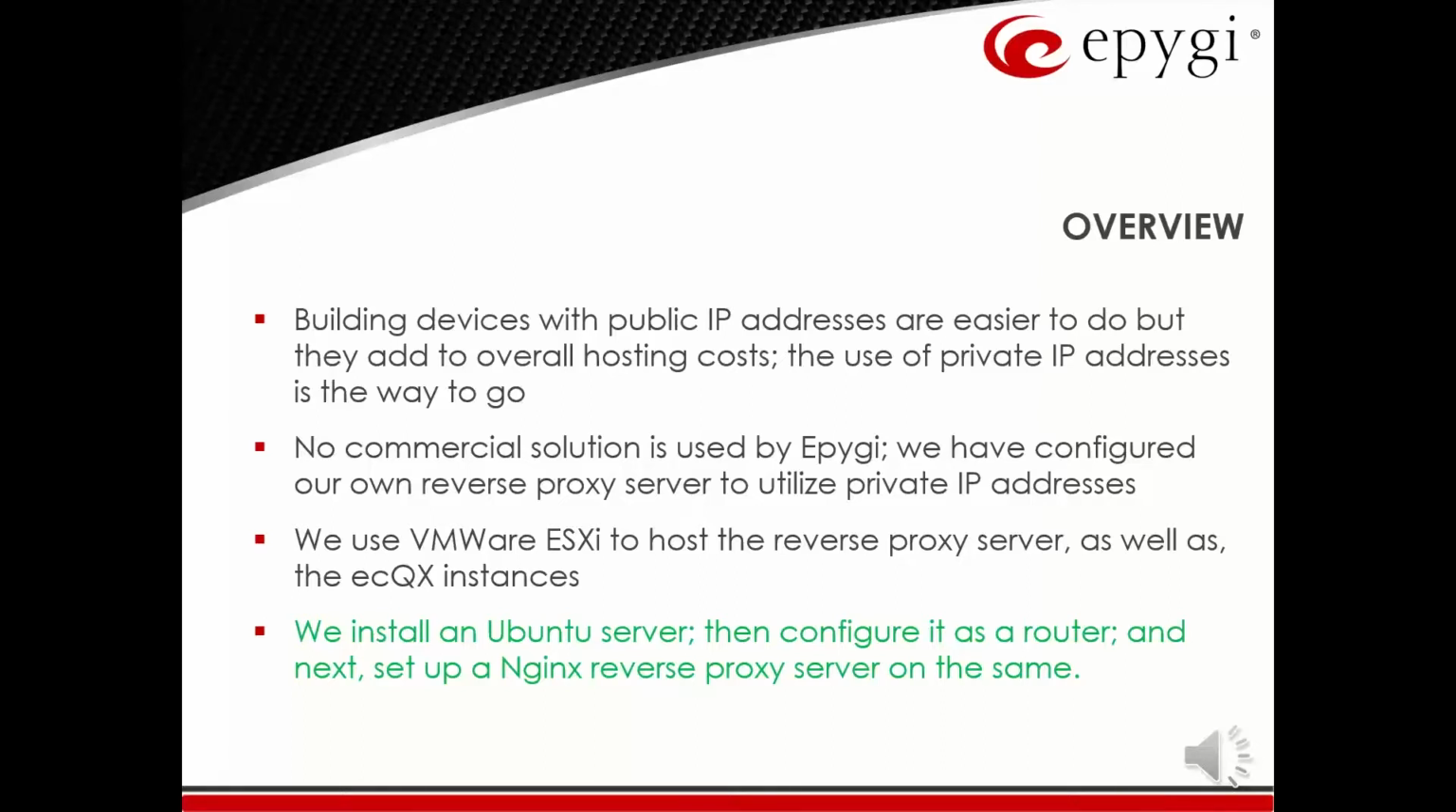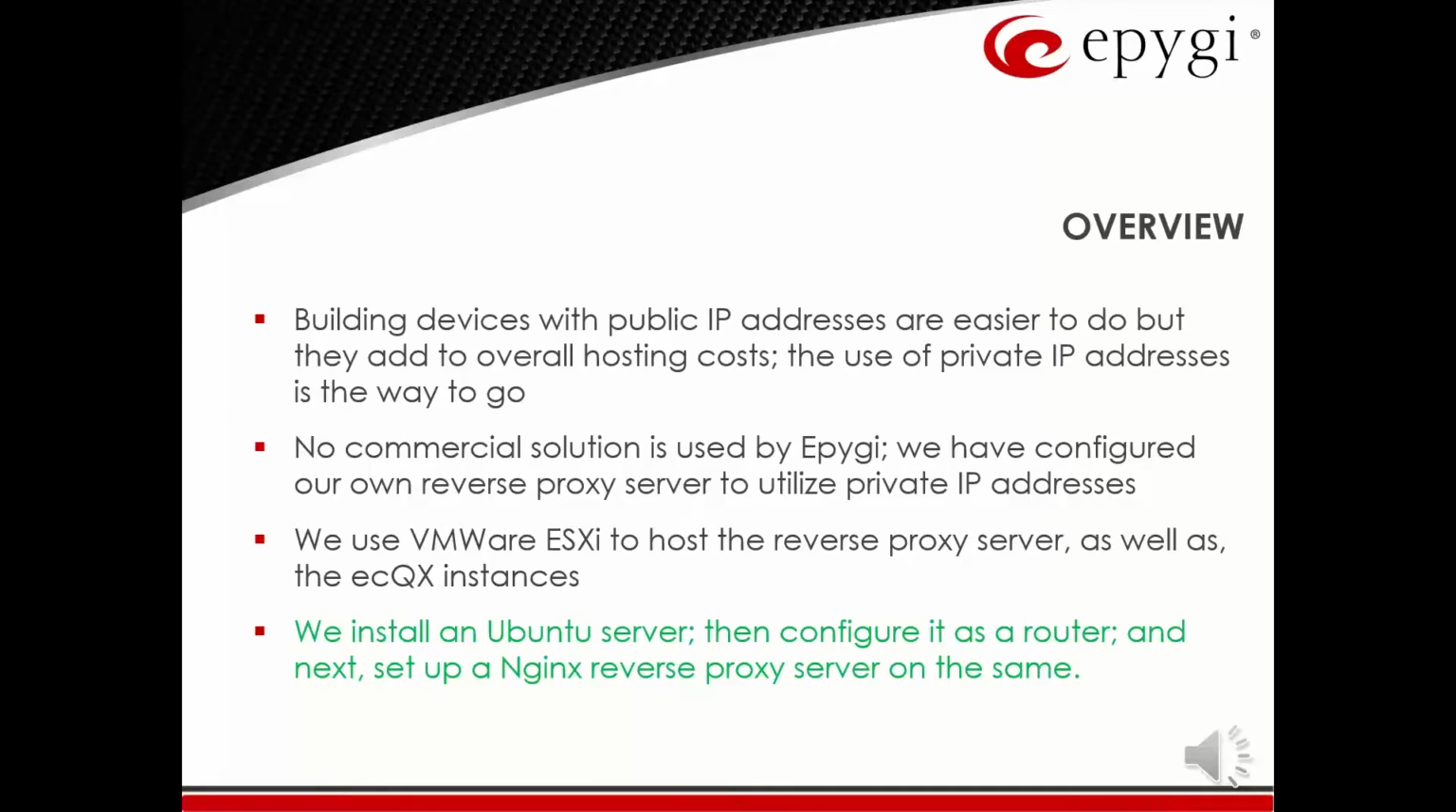As you know, building devices with public IP addresses are easier to accomplish, but they add to overall hosting costs. The use of private IP addresses is the way to go. We recommend using VMware ESXi to host the reverse proxy server, as well as your future ECQX cloud instances.